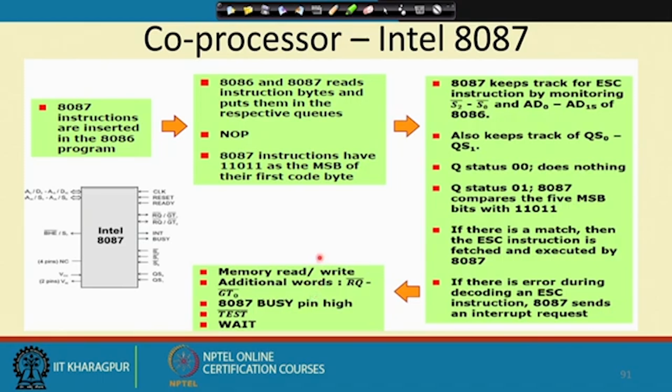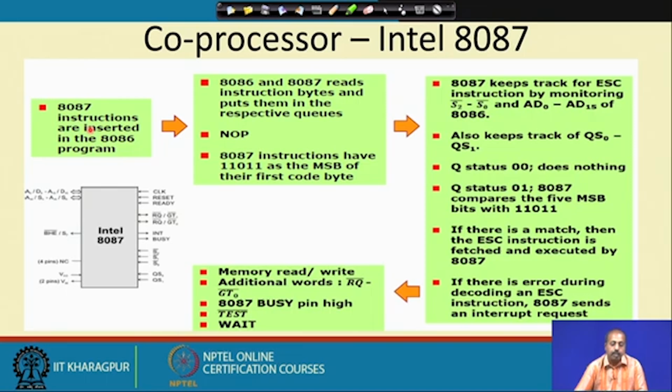So, this overall connection is like this. The 8087 instructions are inserted in the 8086 program. This is the first thing. Now, the 8086 and 8087 read instruction bytes and put them in their respective queues. They have separate instruction queues. So, the instruction comes to both of them and then they are put onto the queue.